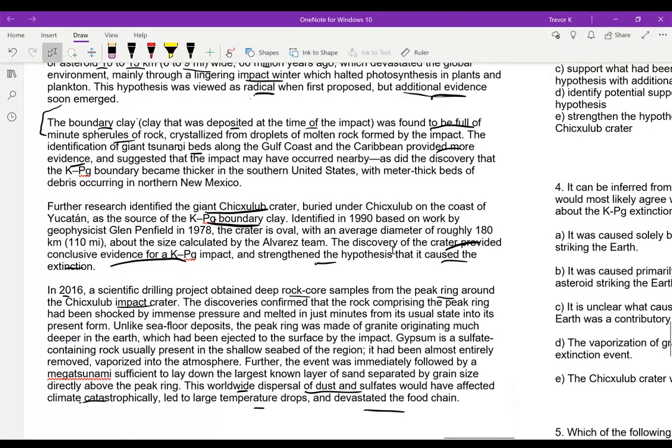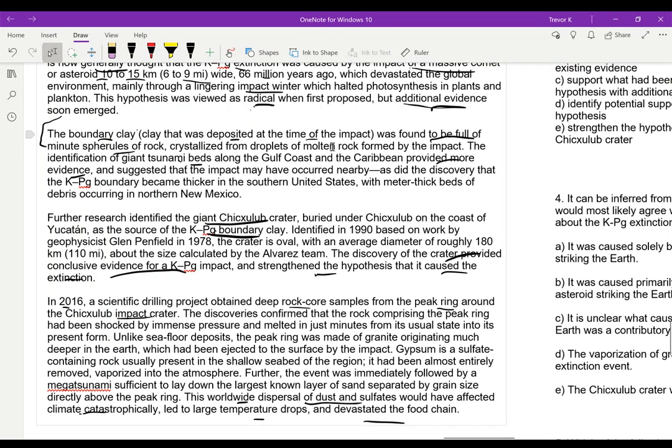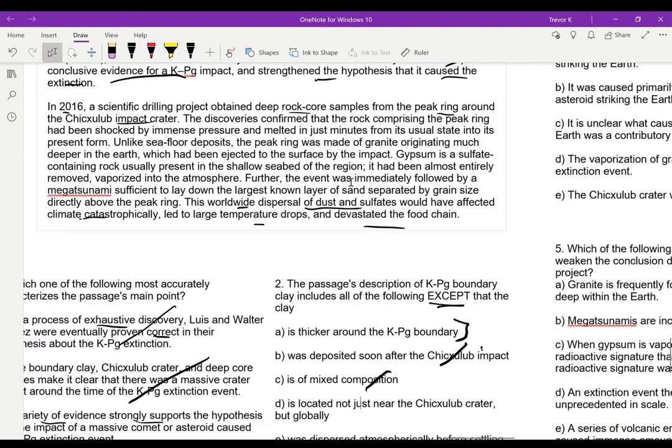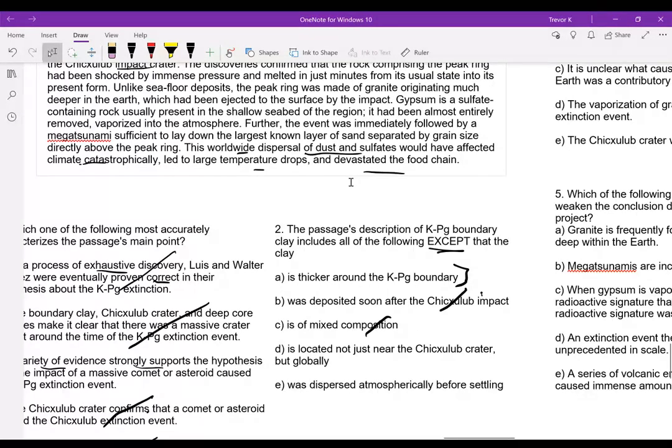Yeah, and let's see. Yeah, KPG boundary became thicker in the southern United States. So if it's thicker in the southern United States, it's located elsewhere. So it's probably located lots of places. So yeah, I'm good with this one. It was dispersed atmospherically before settling. That just makes sense, right? Like the comet goes, whoo, and then there's like a dust cloud, right? So yeah, that one makes sense.